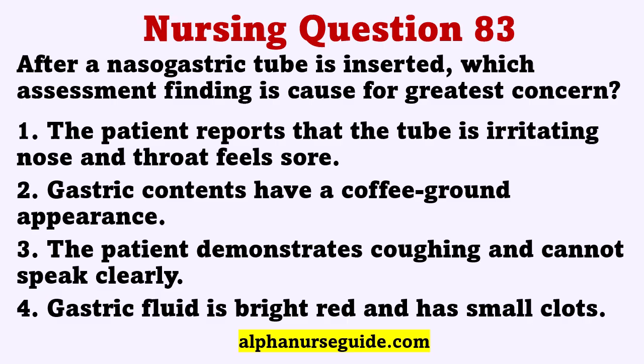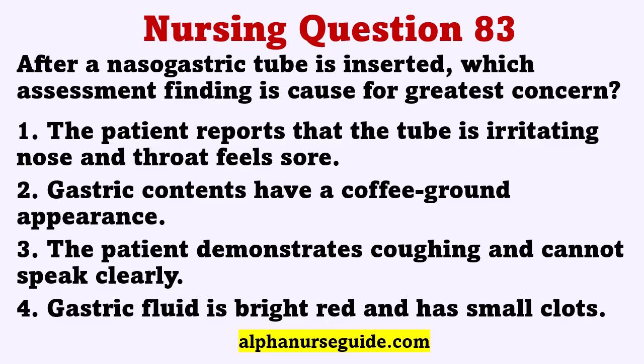The correct answer is 3. The patient demonstrates coughing and cannot speak clearly. Rationale. Coughing and an inability to speak or difficulty in speaking clearly suggests that the tube has been inserted into the trachea. The tube should be removed immediately. Bright red blood with clots indicates active bleeding. This should be immediately reported to the healthcare provider.